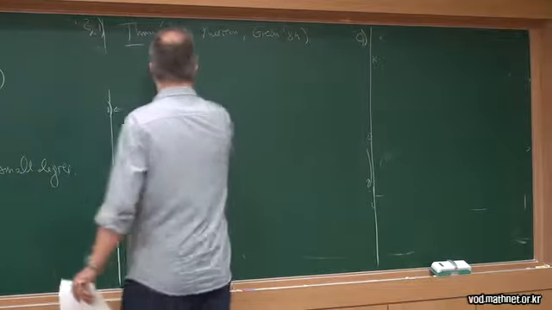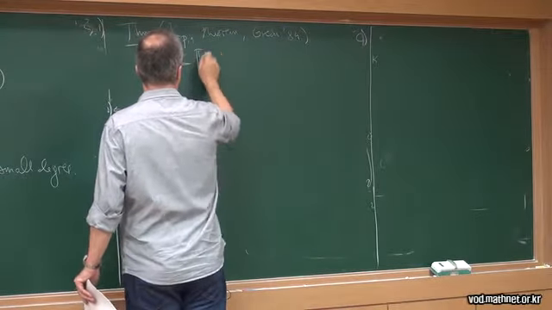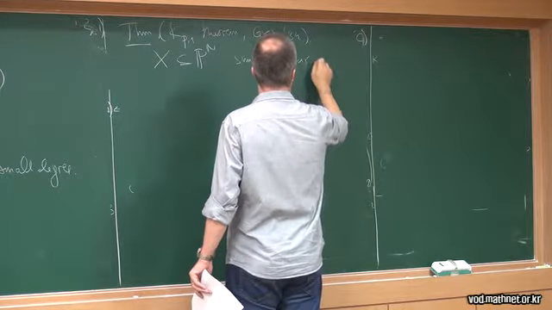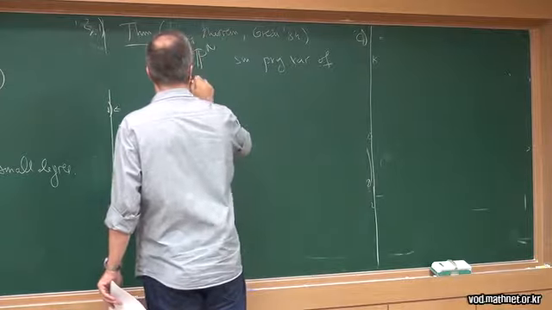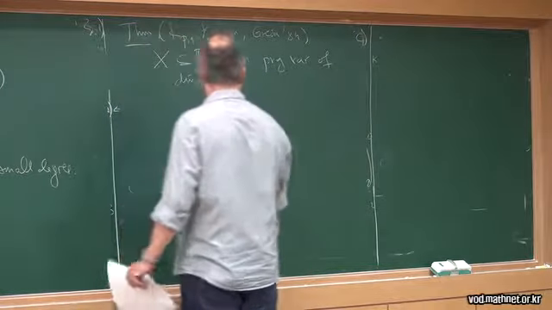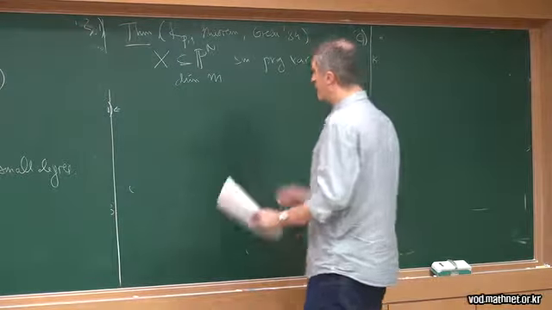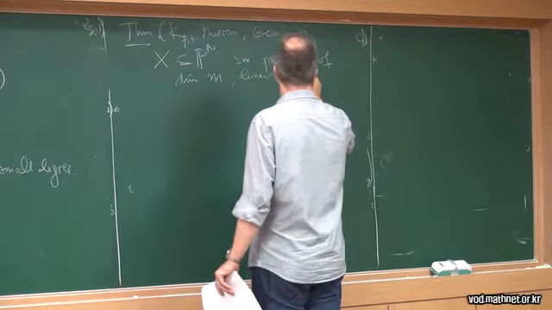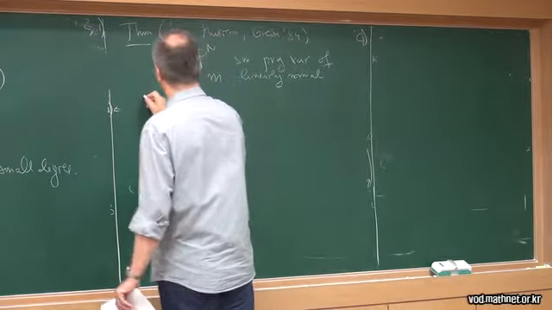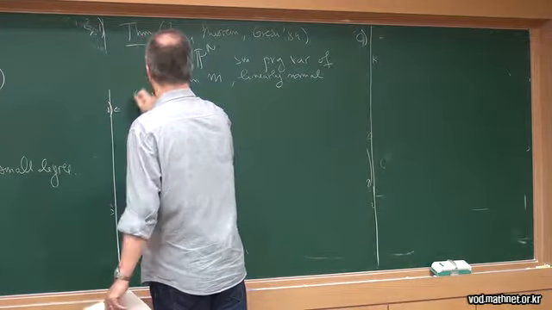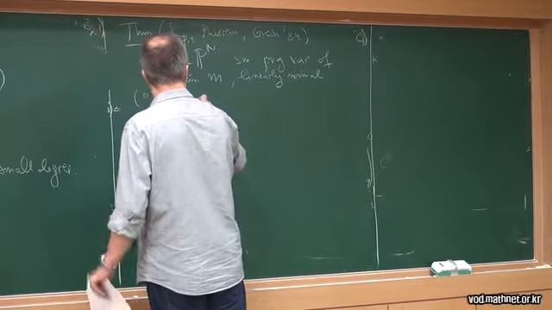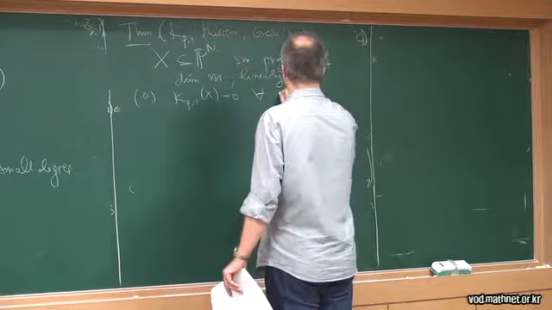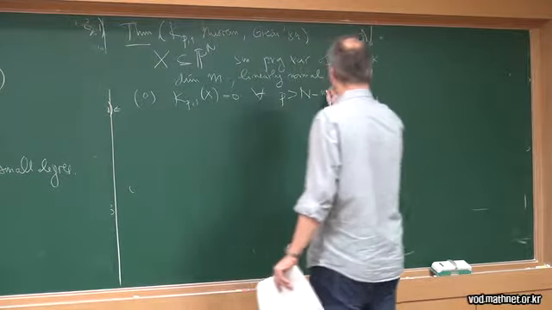If X in Pn is a smooth projective variety of dimension m, linearly normal, then first thing is that Kp,1 of X is 0 for any p strictly bigger than n minus m.